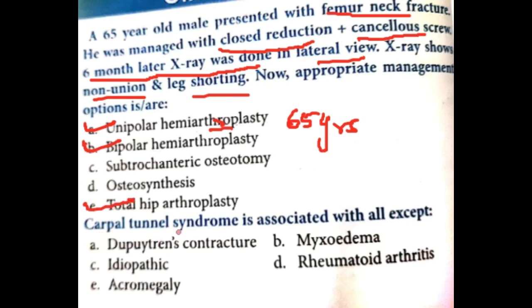Next question. Carpal tunnel syndrome is associated with all except. Carpal tunnel syndrome is associated with myxedema, idiopathic causes, rheumatoid arthritis and acromegaly. It is not associated with Dupuytren's contracture.